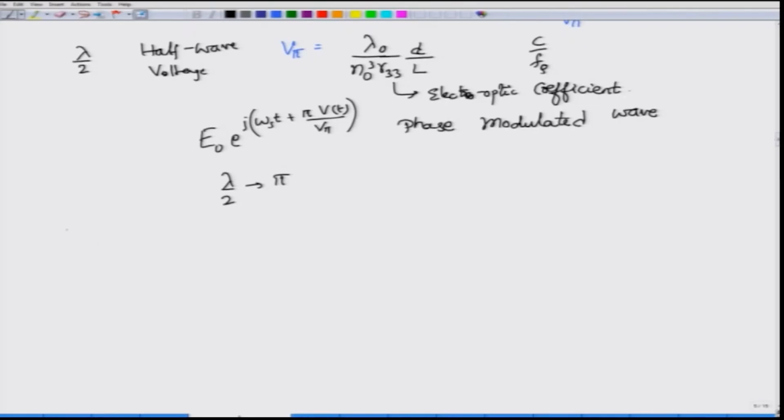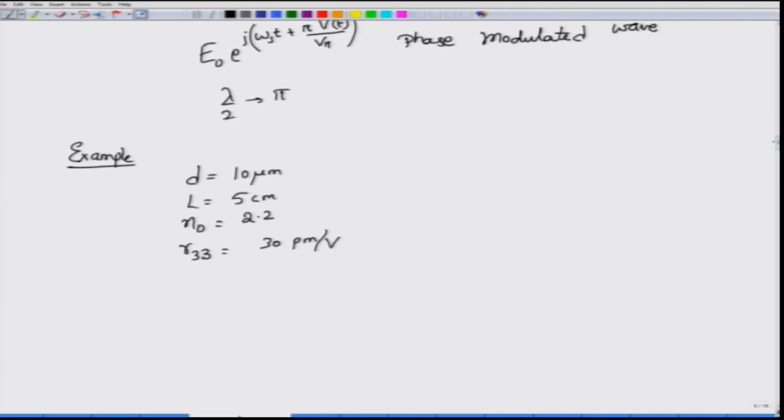Let us do a simple example here, okay, to calculate some numbers. So, let us assume that the thickness d is about 10 micron, and let us say the length of the modulator is 5 centimeter. Let us say in the absence of any input voltage, n0 is 2.2, the Pockels coefficient R33, which is the electro-optic coefficient, is given by 30 picometer per volt. That is, if you apply 1 volt, you will get R33 of 30 picometer, okay.